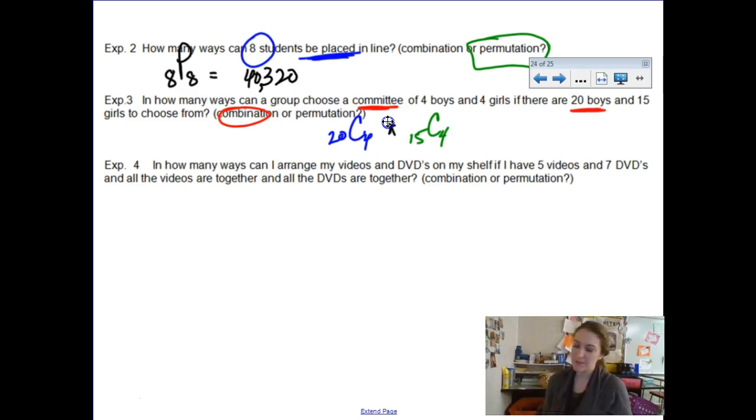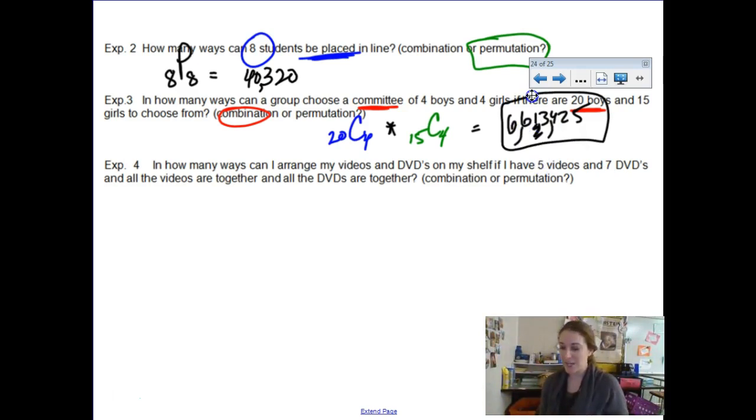I suggest you practice this one on your calculator. If you do it in one step, you have to get out of the first combination before you do the second combination. So that's my warning to you. It's huge. It's 6,613,425. Yikes. Oh my gosh. That's a lot of committees you can create.